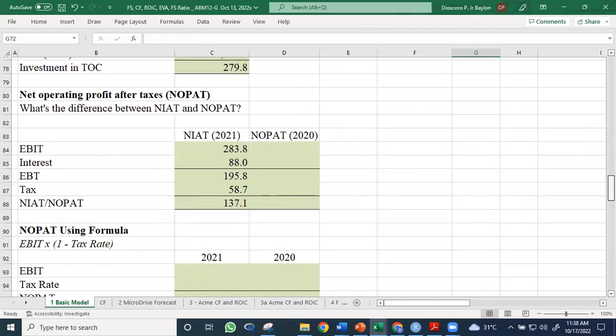Okay, so let's now go to NOPAT. What's the difference between NIAT and NOPAT, between net income after tax and net operating profit after tax? The difference is that when it's operating, remember, we negate or do not consider the interest.